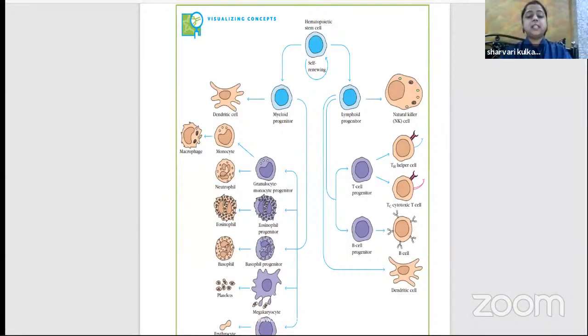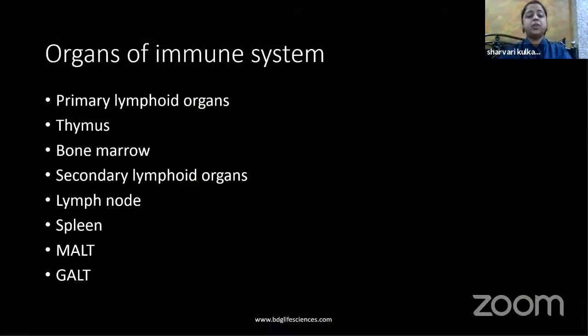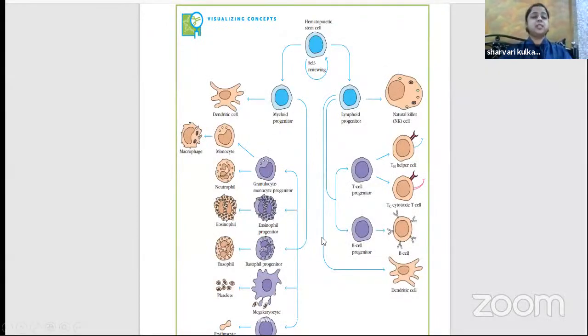Now, the basic lineage of the cells of the immune system: how many types of cells are there? We start with hematopoietic stem cells. Stem cells are cells which are self-renewing as well as give rise to different types of cells. So it goes to myeloid and it goes to lymphoid. Myeloid goes to dendritic cell and lymphoid goes to natural killer cell as well as these types of cells.